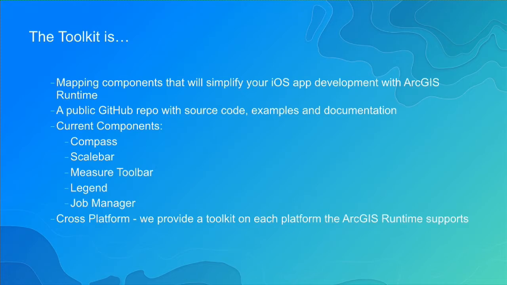We currently have 5 components: compass, scale bar, a toolbar, legend, and a job manager. The job manager is fairly complex. I hope we'll get to that one, but if not, you can always check the documentation online or come hit me up over in the showcase.